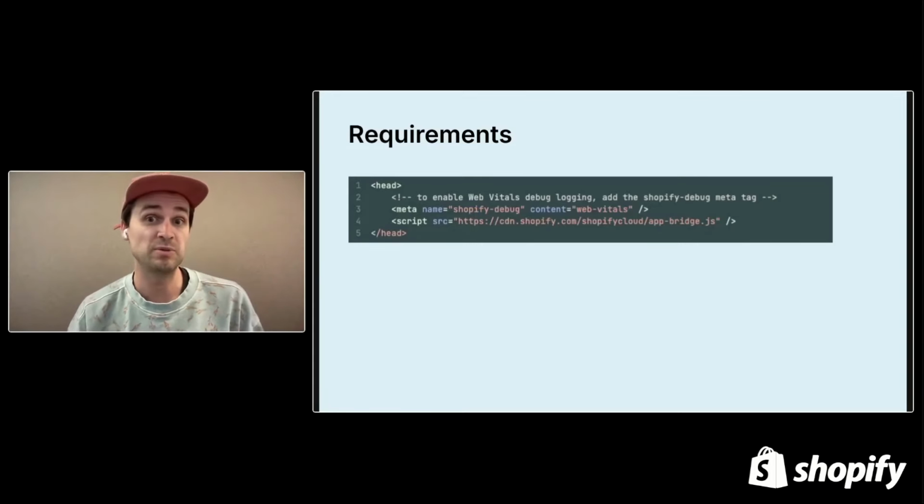To start debugging your app performance, your app must use the latest version of App Bridge, similar to monitoring. We'll also need to set a new configuration key in the global Shopify configuration named debug and set its content to web-vitals. This can be done a few different ways, but my preferred way is just to set a meta tag as shown here.